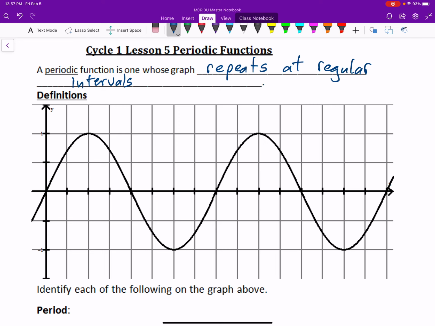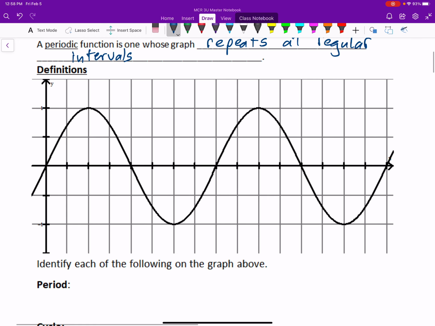So here is a picture of a graph that's repeating itself. We can add arrows onto the end to indicate that it's going to keep doing this. If this was on Desmos, I might be able to zoom out and just see that this up and down wave type shape, as I'm going to describe it, could go on indefinitely to the left and to the right.